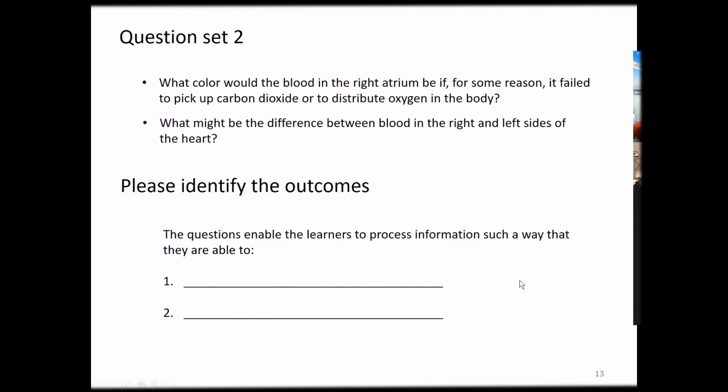And let's look at the second set of questions. What color would the blood in the right atrium be if, for some reason, it failed to pick up carbon dioxide or distribute oxygen in the body?